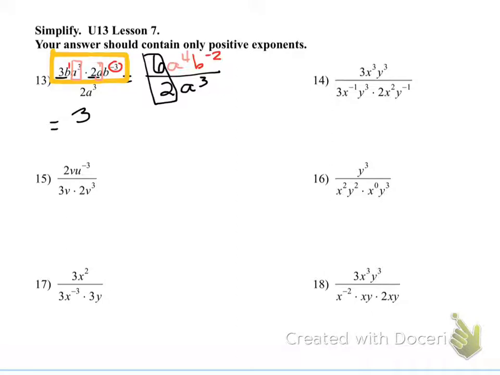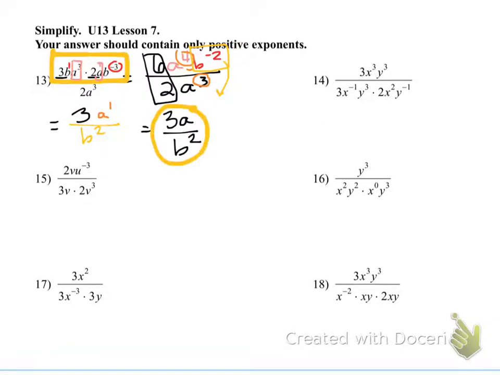Then I can look at my a's. I've got a to the fourth on top, a to the third on the bottom. Remember, when you are dividing, you subtract. So 4 minus 3 gets me a to the first power, or just a. The last thing we have to simplify is this b term, because it's b to the negative 2, and we do not want negative exponents in our answer. Because that b to the negative 2 is on the numerator, we must move it down to the denominator to make it positive. So this will be b squared. My final answer here is 3a on top, and on the bottom, b squared.